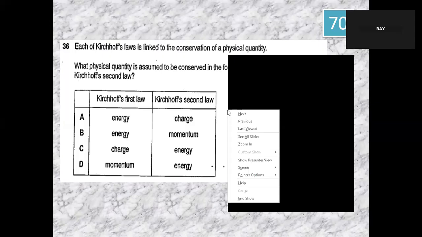Each of Kirchhoff's laws is linked to a conservation of a physical quantity. What physical quantity is assumed to be conserved in the following Kirchhoff's first law and second law? First law, conservation of what? All this should be at your fingertips already. C. Okay, good.